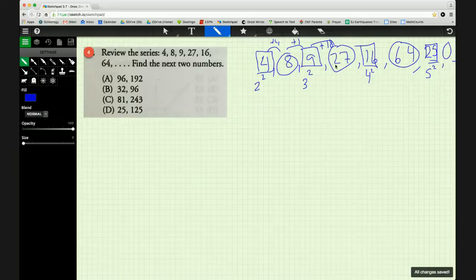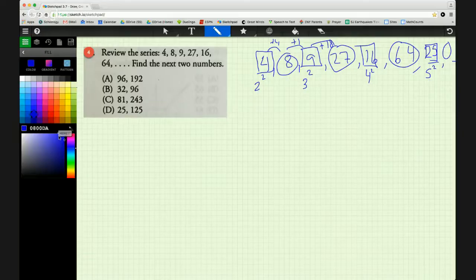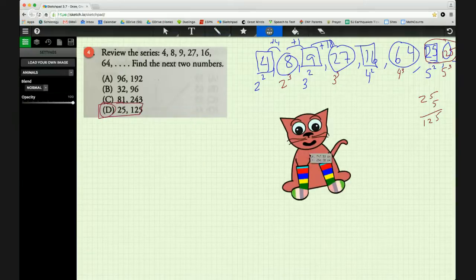And these circles are interesting, and I don't know if you see this or not, but this is kind of 2 cubed, 3 cubed, and 4 cubed. So this one over here should be 5 cubed. And 5 cubed is 5 times 5 times 5. So 25 times 5 is 125. So this one here should be 125. So I think our answer is 25 and 125. And in fact, we have that answer over here. So our answer is D, and we're going to go happy cat on that one.